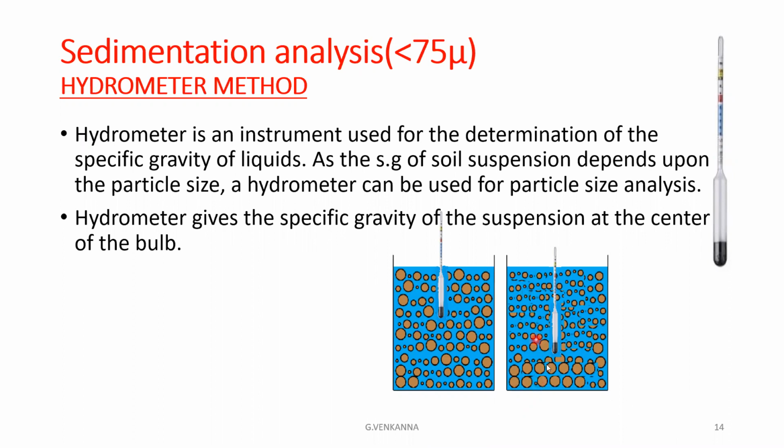So because of the difference between these two, the hydrometer goes deeper and deeper. So whatever the sedimentation particles or large-size particles go deeper and deeper, automatically the hydrometer also goes down deeper and deeper. So in this way, the hydrometer method is followed.